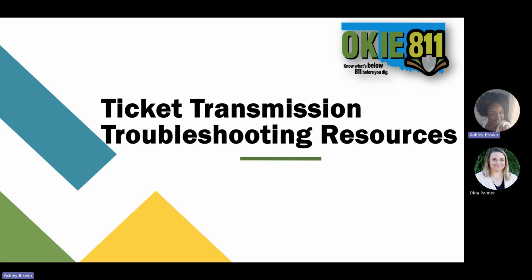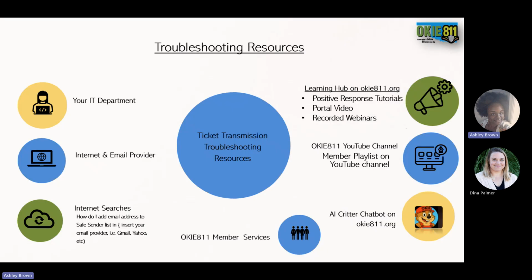Sometimes seeking assistance or trying to troubleshoot can be very overwhelming, and we want to remind you that we are here for you and you have other available resources that you may not have even considered. So within your organization, you can reach out to your IT department, your internet provider, and your email host provider. You can also use the internet as a way to maybe resolve safe sender issues. For example, you could search, how do I add email address to the safe sender list in Yahoo?